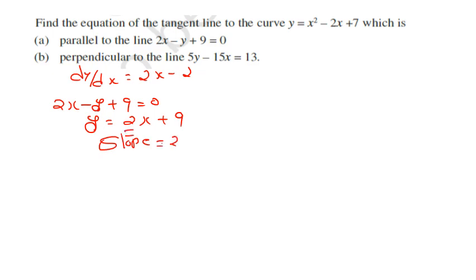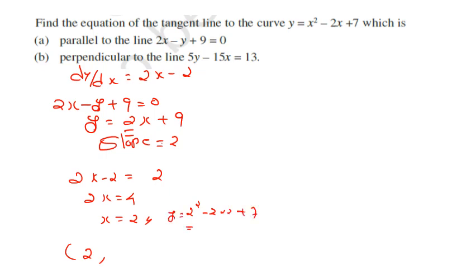Now you can write 2x minus 2, that is the slope of the tangent. This is also 2. So 2x is equal to 4, x is equal to 2. So the point is (2, y) on the curve. The curve gives 2 squared minus 2 into 2 plus 7, so 4 minus 4 plus 7, that is 7. The point is (2, 7). Now you have to find the equation of the tangent.